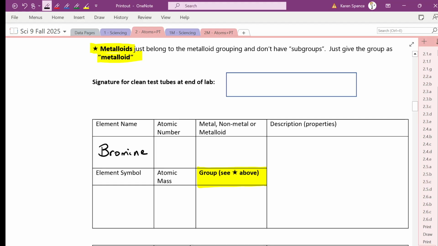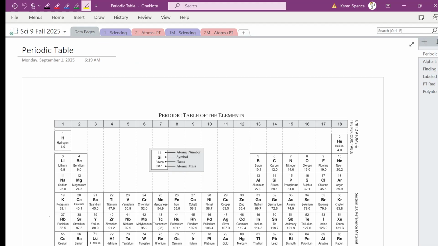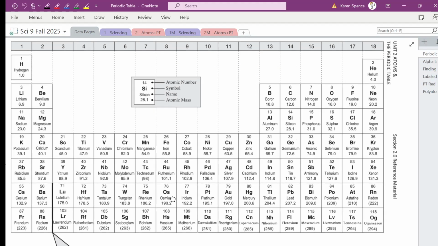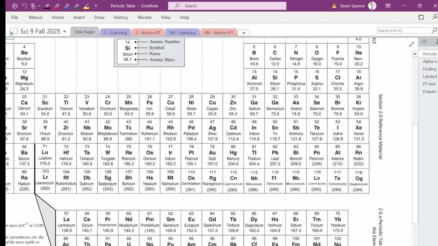Okay, and now what you're going to have to do is find its atomic number. Now there's two ways to do this. The first way is to look at your periodic table and hopefully find bromine on here, but that can be kind of tricky. So you can also flip your periodic table over, flip your green table over.